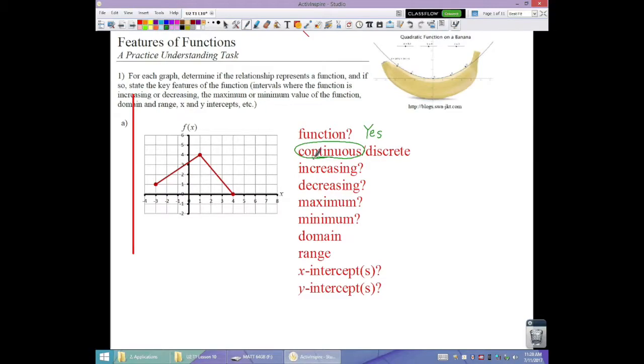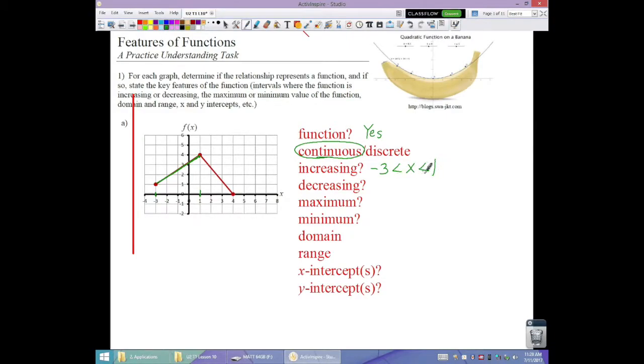Is there an increasing interval? Again, we read left to right. So this side of the graph is increasing, the left-hand side. That's from -3 to 1. We always list intervals on the x-axis, not how low or how high it goes, but where did the increasing interval occur? And that was from -3 to 1. So it increases from -3 to 1.